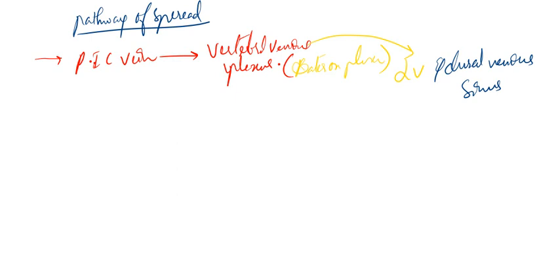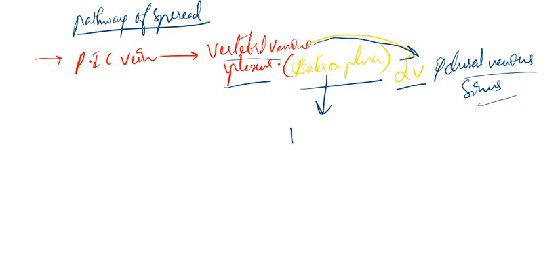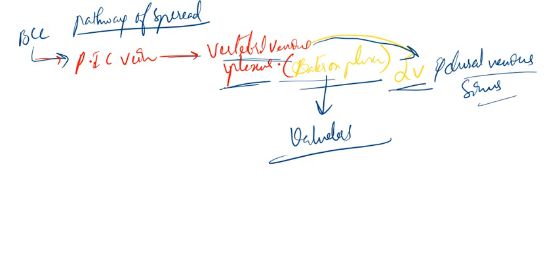Right. Now, you may ask me a question, sir, how can this Batson's plexus, the vertebral venous plexus, easily allow the transfer of these malignant cells to the lumbar vertebra and dural venous sinuses? Because the Batson's plexus is valveless. They don't have any valves. So the breast cancer cells go to the posterior intercostal vein, from there to the vertebral venous plexus, also called Batson's plexus, and from Batson's plexus to the lumbar vertebra and dural venous sinuses. Right? Everyone clear?